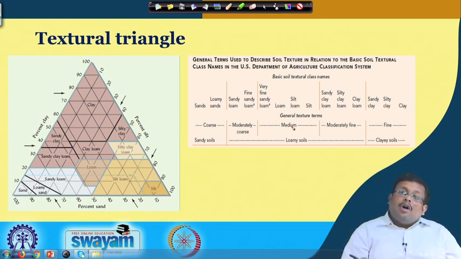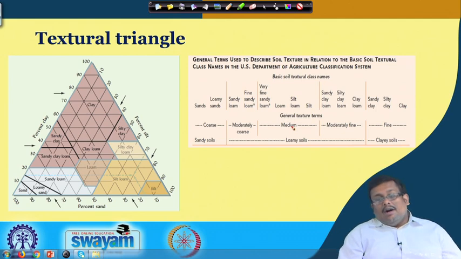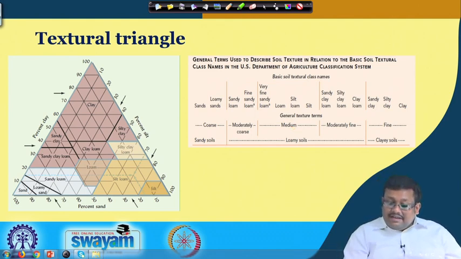So, based on the dominance of clay and sand, obviously we can separate the soils into coarse texture and fine texture soils. So, obviously sandy soils are generally coarse texture in nature, whereas the clay soils are generally fine in nature.